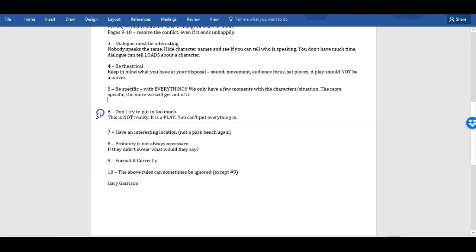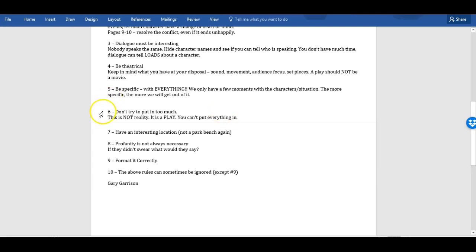Most importantly, for a 10-minute play, don't try to put in too much. Okay, down here it says this is not reality, it's a play, you can't put in everything. That's kind of the assumption that you're writing it based on something that happened in your life, or even just something that could have happened in the world. Plays don't have to have the same logic that the real world has. You have to speak in shorthand. You cannot put in everything.